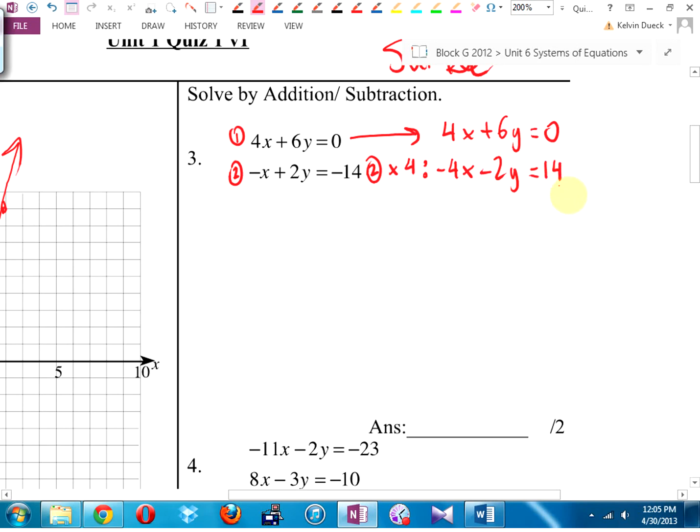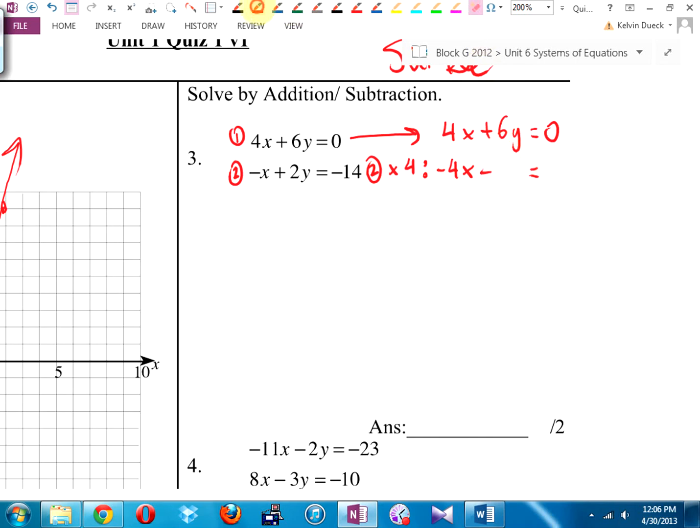You can get rid of the x or the y, whichever one is easiest. You could have gotten rid of the y's, and I'll walk you through that in a second, but for now, I think it's easier to get rid of the x's. Wouldn't it be a positive 8y? Because I'm multiplying everything by 4 and suddenly botched that totally? Is that what you're saying, Tony? I would agree with you.